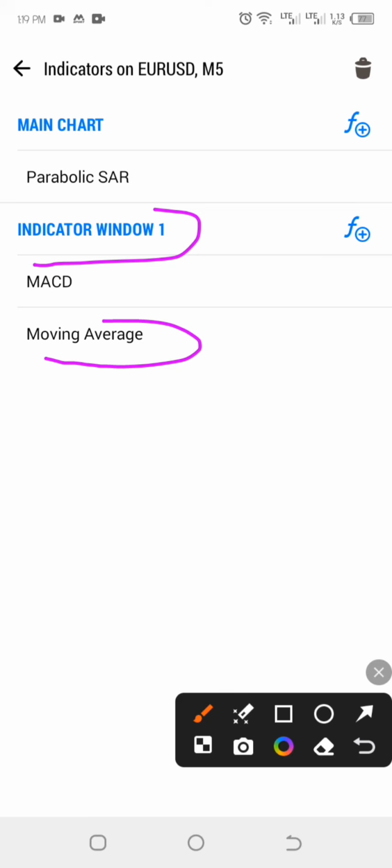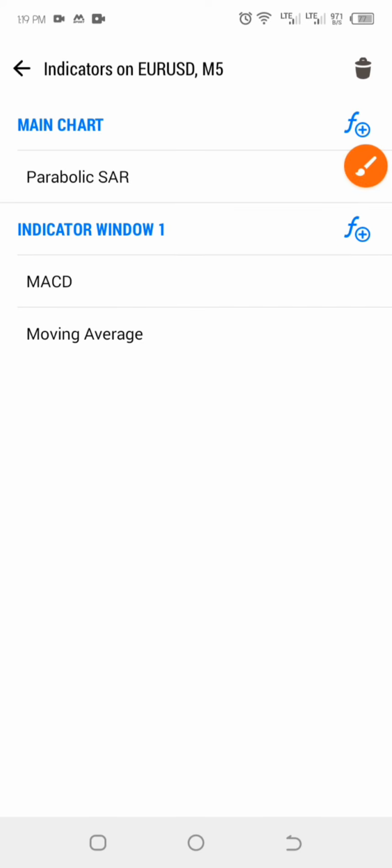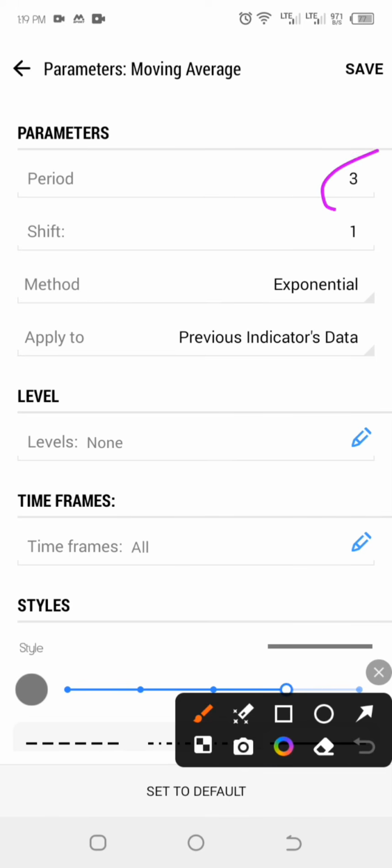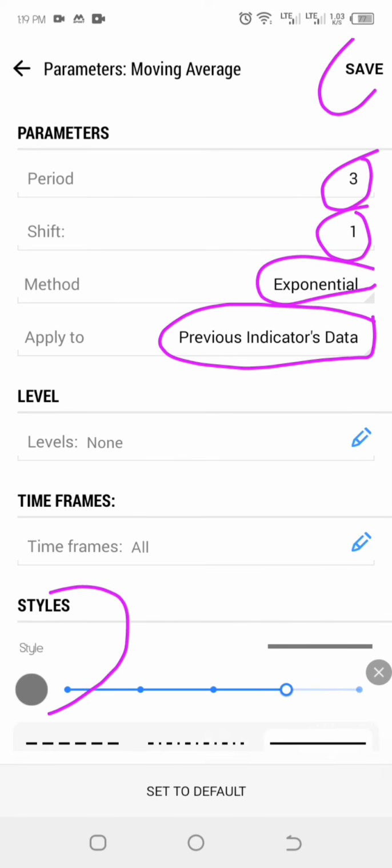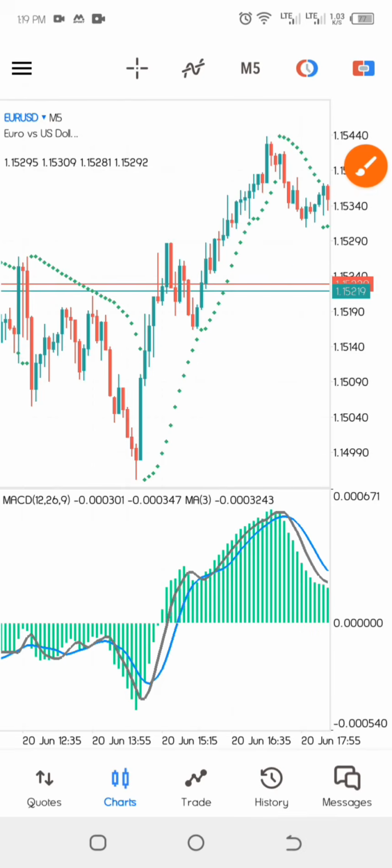So how do we add this? We click on this F icon right here. We search for our moving average and click on it. Now for the moving average, the period is steady, shift is 1, that is exponential, apply to previous indicator's data. And for the style, I'm using a black color, use the color of your choice, and click on save. That is all the indicators we're going to be using for this strategy.